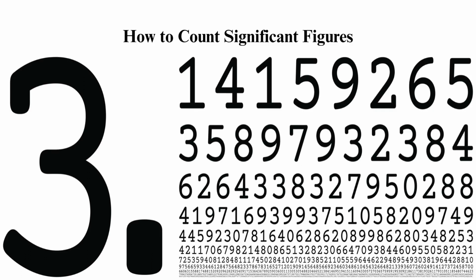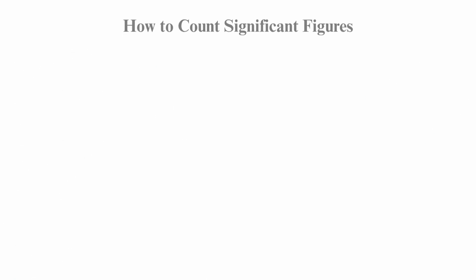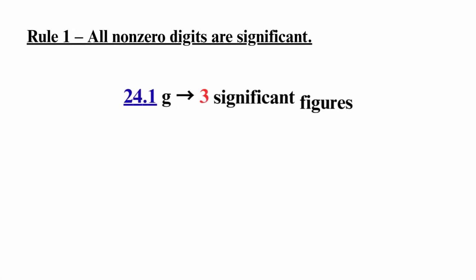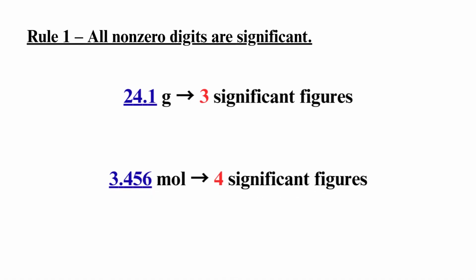Every digit in a number has a role, but not all digits are significant. Zeros can either add certainty to a measurement or serve as placeholders, depending on their position. Let's go through the rules step by step. Rule 1. All non-zero digits are significant. The first and simplest rule for counting significant figures is that all non-zero digits are always significant.